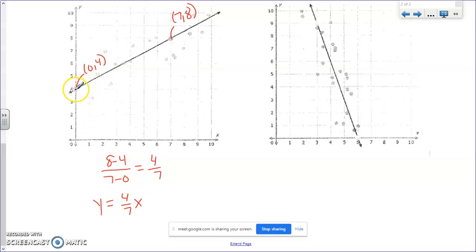Okay, in this problem, I know my slope is 4 over 7. And then I know the y-intercept. It gave it to me right there, so plus 4. So I do not have to do anything else to solve for the y-intercept because it was right there given to me. Questions on that?